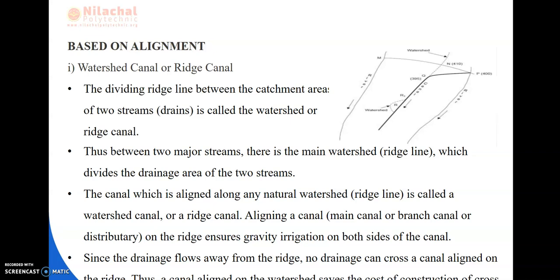Aligning a canal, whether a main canal, branch canal or distributary, on the ridge ensures gravity irrigation on both sides of the canal. Since the drainage flows away from the ridge, no drainage can cross a canal aligned on the ridge. Thus, a canal aligned on the watershed saves the cost of construction of cross drainage works. So this is about the watershed canal, or ridge canal.